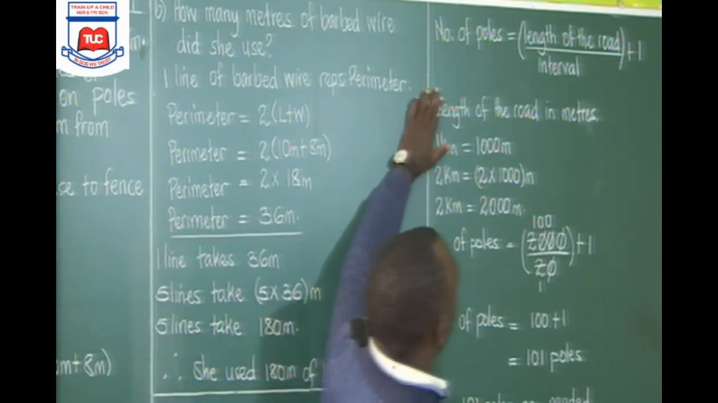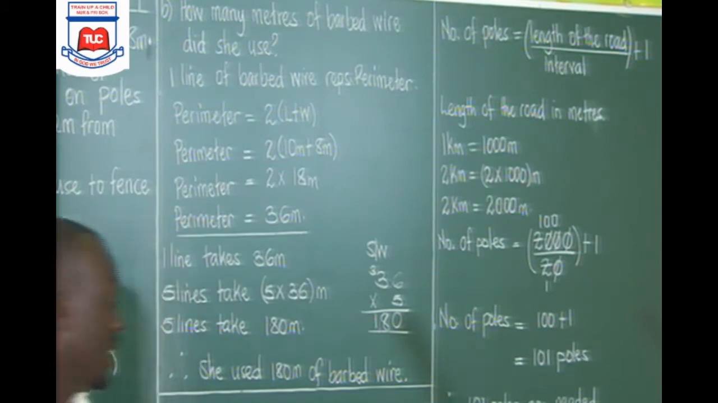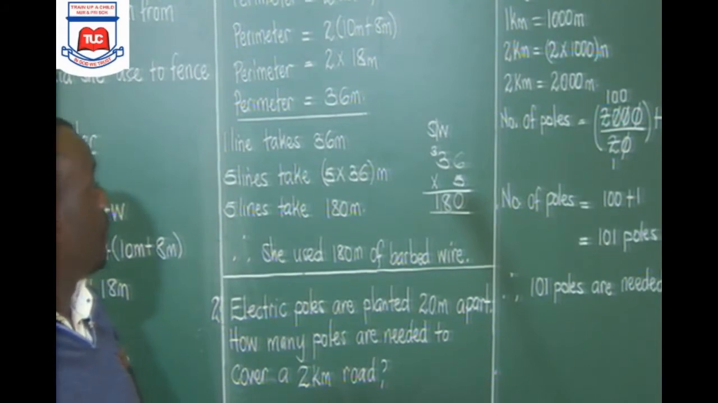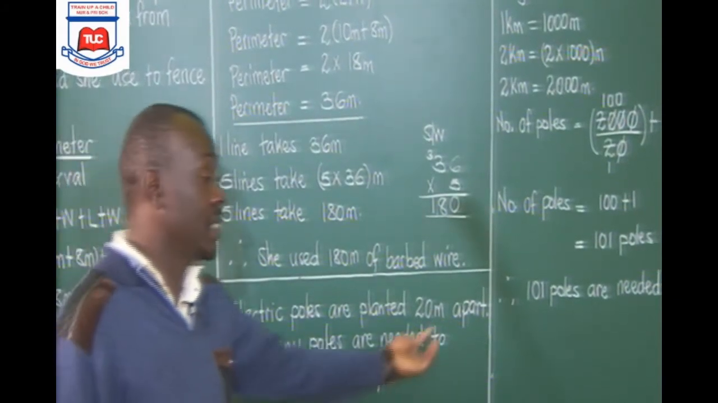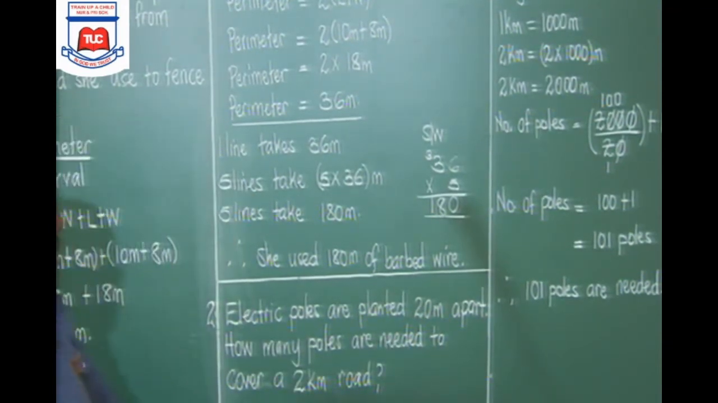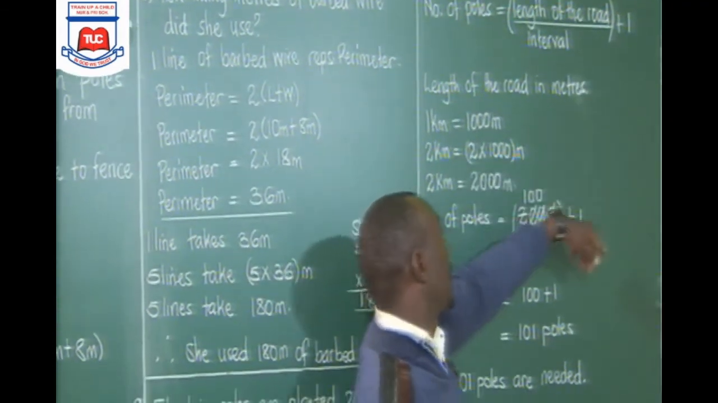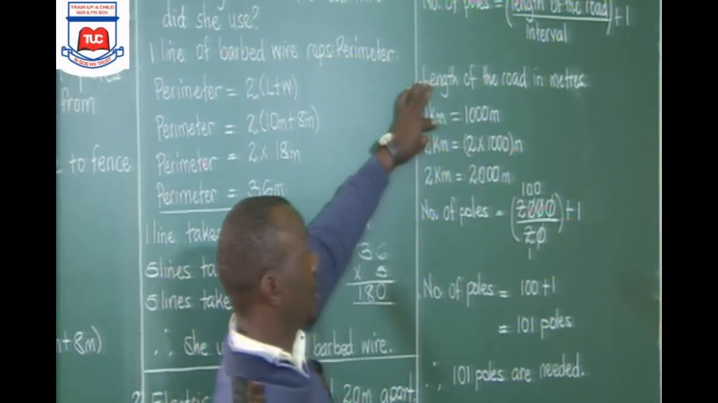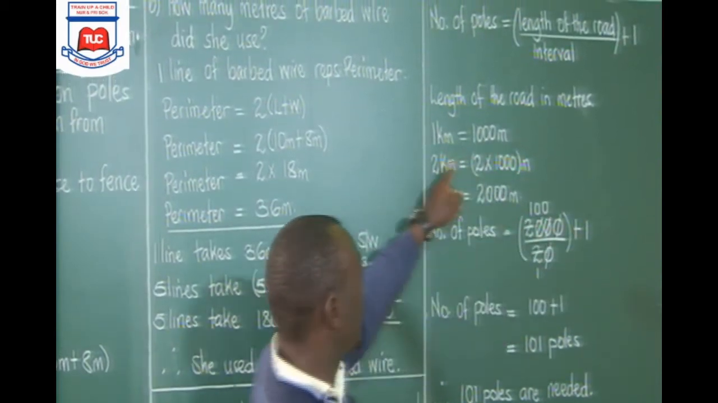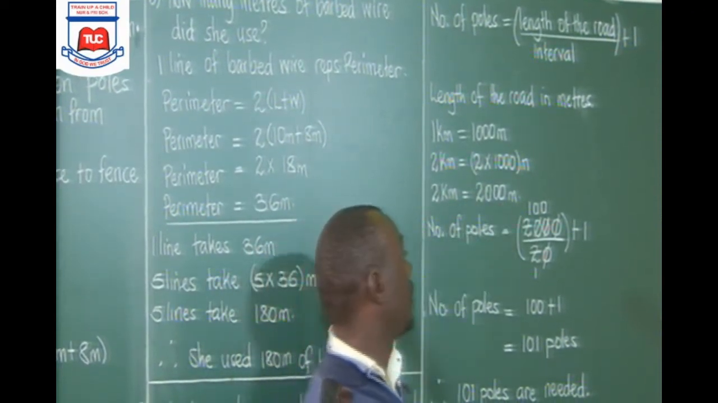Now, look at the units. We've got meters and kilometers. Therefore, before anything is done, ensure there is harmony, or agreement, between the units. Hence, convert the greater unit to the smaller before anything is done. That's why we say length of the road in meters, because the interval has been given in meters. So we say 1 kilometer is equal to 1,000 meters. Then 2 kilometers is 2 times 1,000 meters, so 2 kilometers equals 2,000 meters.